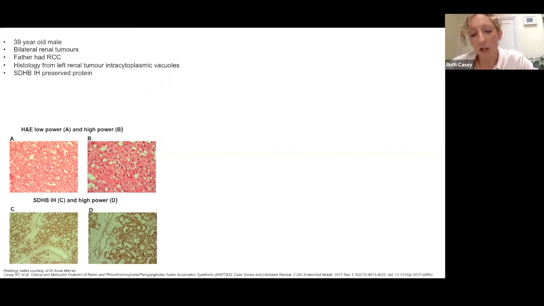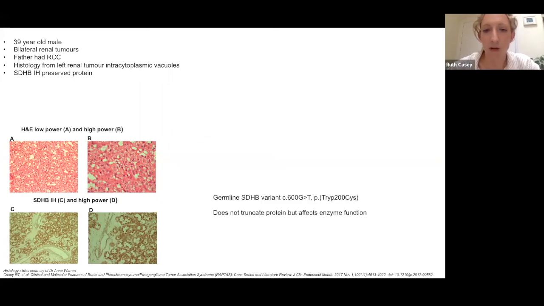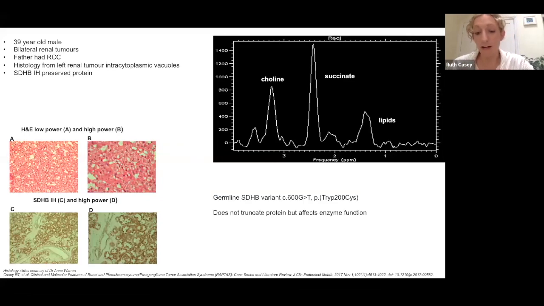So this patient had actually had a 2-stage surgery. So his first renal tumor was removed, but he had a remaining renal tumor that was planned for resection. So prior to that resection, we managed to do MRI spectroscopy on the remaining renal tumor. And that confirmed quite significant succinate accumulation in the remaining tumor. We went on to do germline genetic testing. What we found was that this patient has a pathogenic missense variant in the STHB gene.